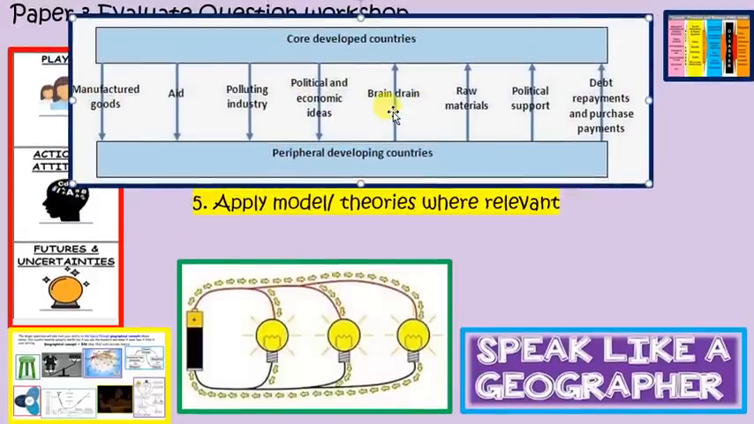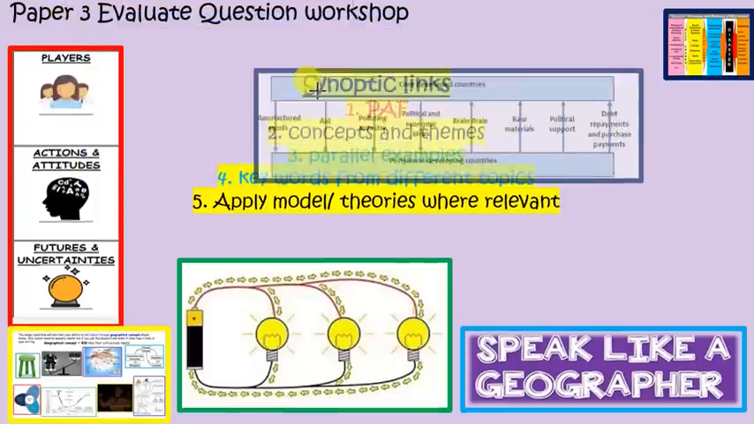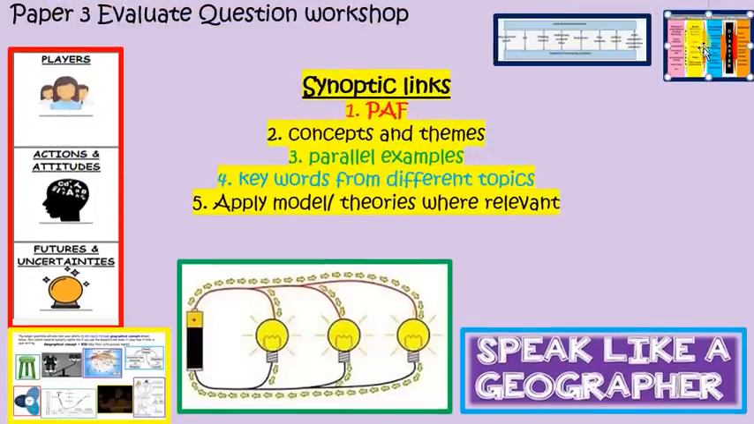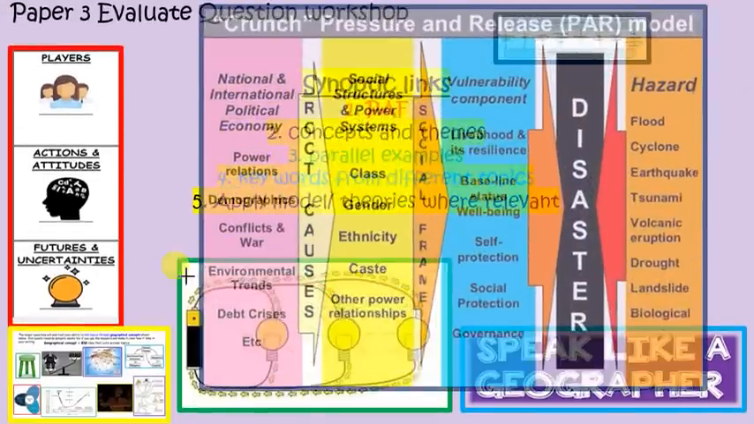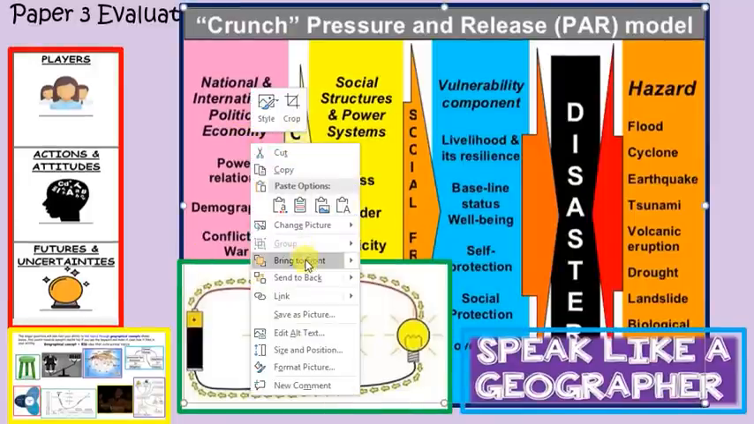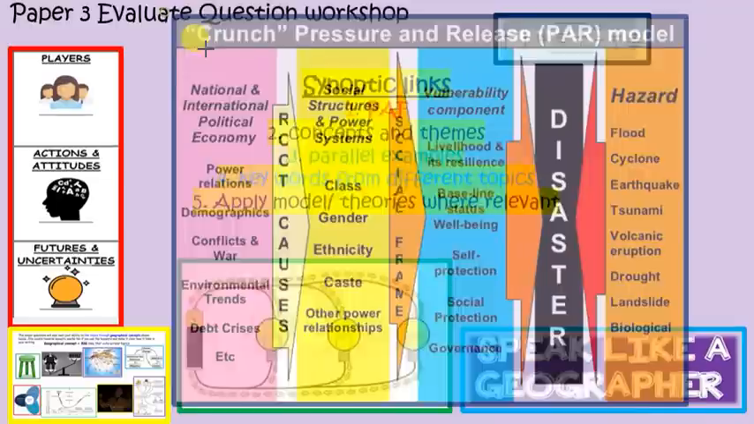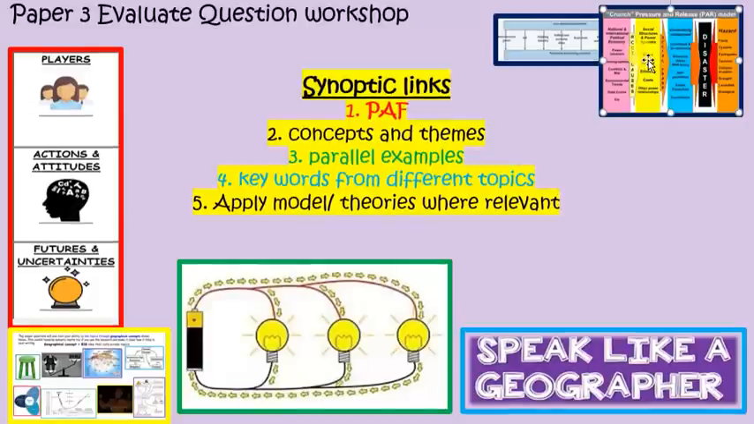Another thing as well that can strengthen answers, I forgot to mention this, is models and theories. Rostow's theory of development, you've got periphery, what's this one here? From tectonics, the pressure and release model. So think of the models and theories that you studied as well. You can get them in to back up your judgments.